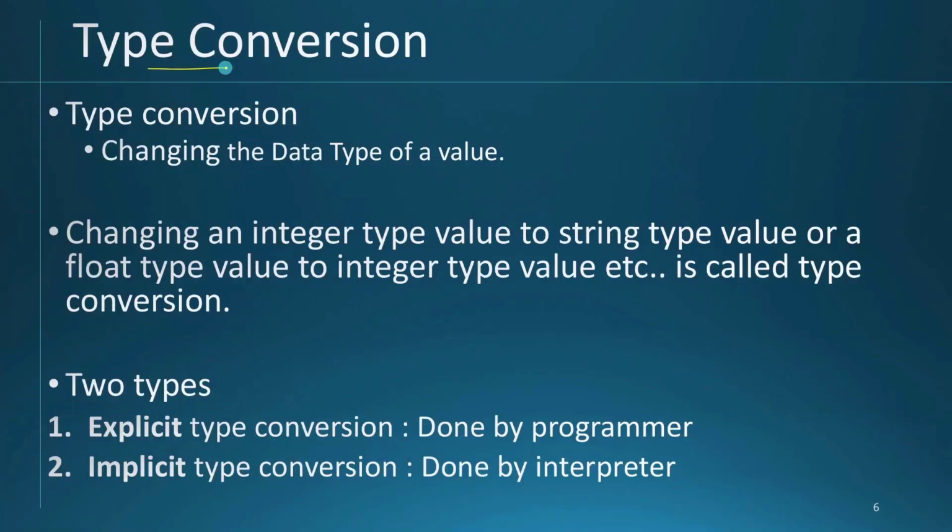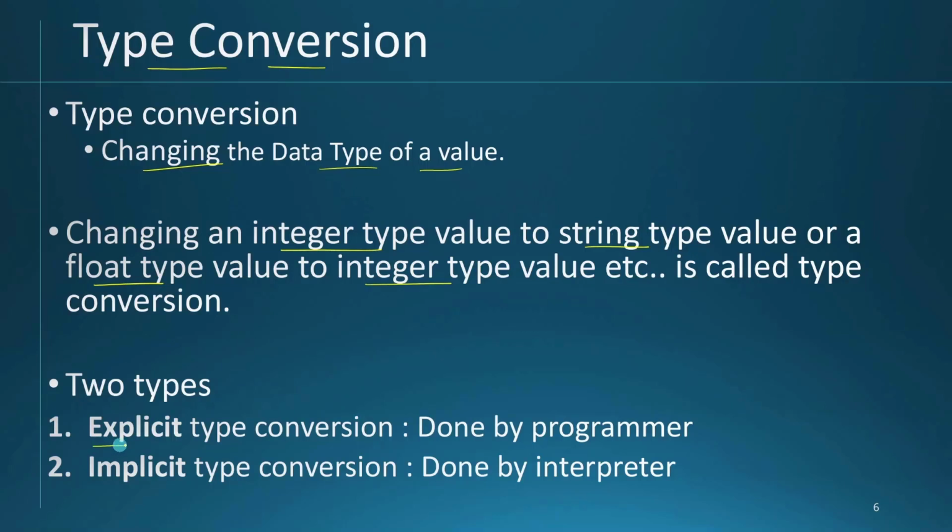Next, we are going to study about type conversion. Now what do you mean by type conversion? That is changing the data type of a value. So if you want to change an integer to a string, or a floating point value to an integer, or a string to an integer, then you can use type conversion functions. There are two types of type conversion defined inside Python.